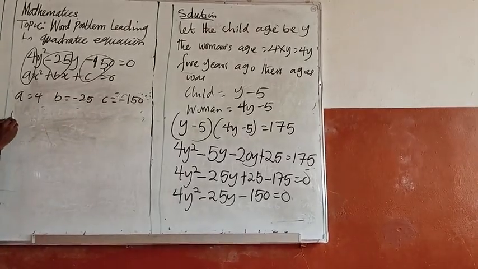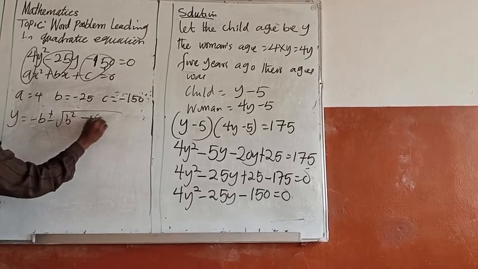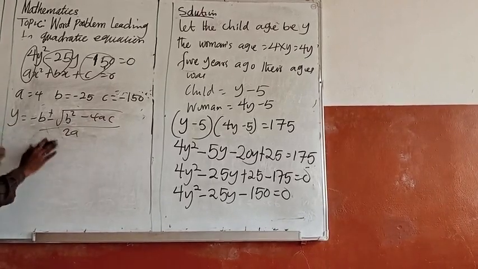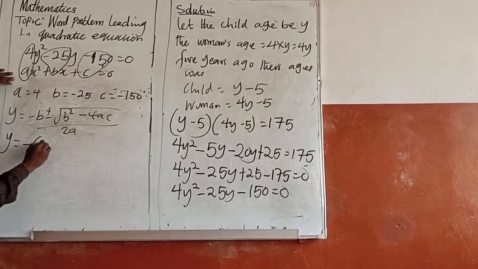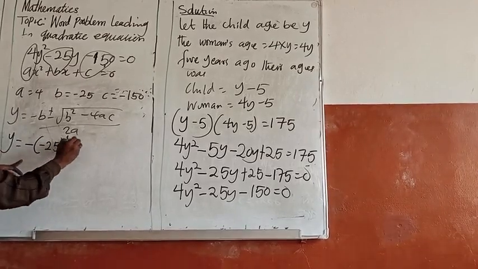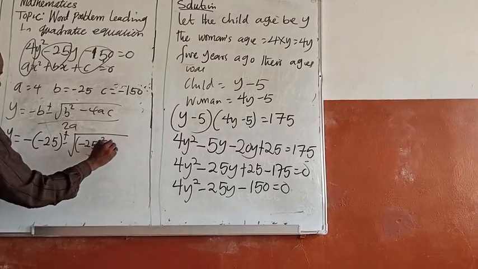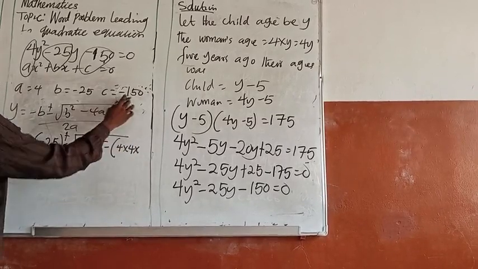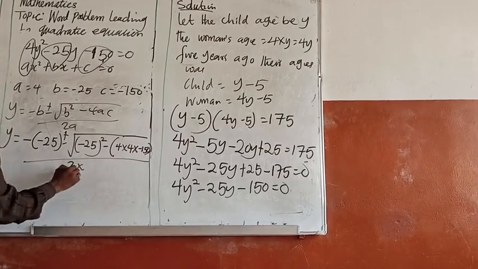So we are looking for Y. We have Y is equal to minus B, positive negative the square root of B squared minus 4AC, all over 2A. So we input all the values inside this formula. We have Y is equal to minus, what is B? Minus 25. The reason why I open bracket is because of the next minus, plus minus the square root of minus 25 again, all squared, minus open bracket 4 times A, which is 4, times C, minus 150, all over 2 times A, 4.